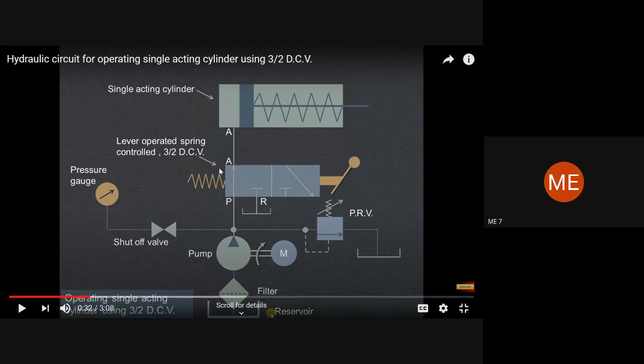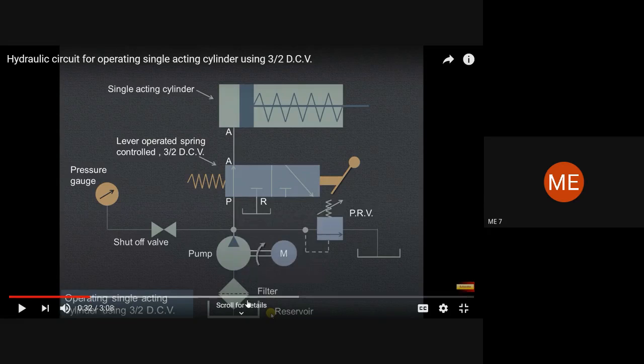Okay, now the whole setup, whatever we are observing here, is called a lever operated spring controlled 3/2 valve. So 3 is the number of ports, so it is 1, 2, and 3. 3 ports and 2 positions. 1 square, 1 position, another square, second position.